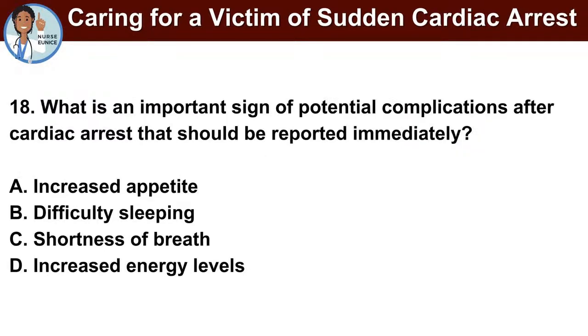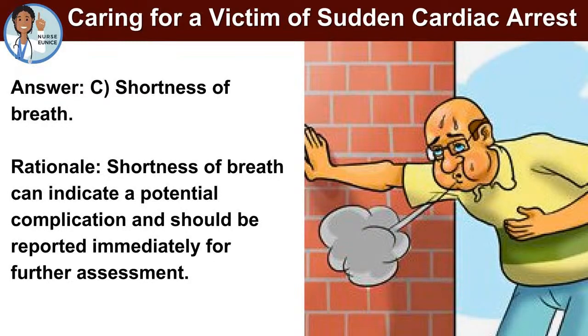Number 18, what is an important sign of potential complications after cardiac arrest that should be reported immediately? Is it increased appetite, difficulty sleeping, shortness of breath, or increased energy levels? And think about what I said was the priority with nursing care once a person has a pulse. Yes, because you all remember those ABCs: airway, breathing, circulation. So the correct response is C.